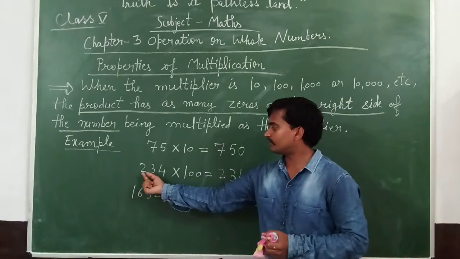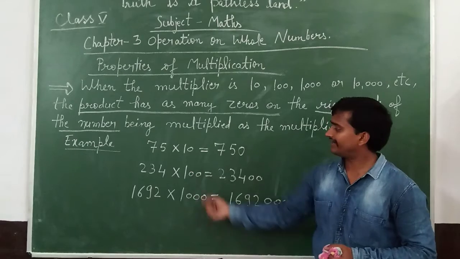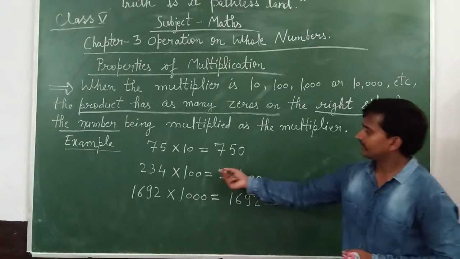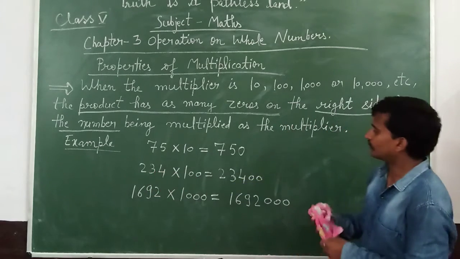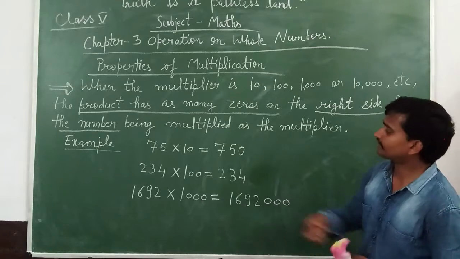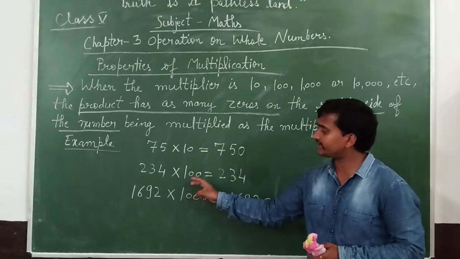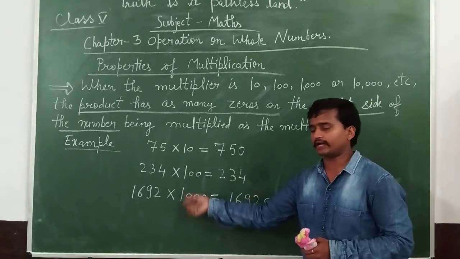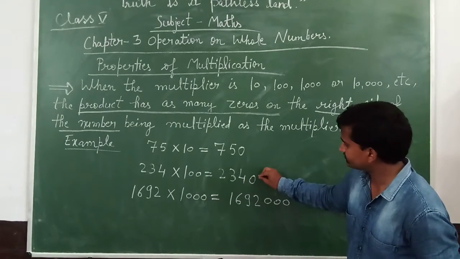Next one is 234 multiplied by 100. Here the multiplier is 100 and it has 2 zeros. First of all, write down the number 234 and after that on the right side of this put the zeros, as many zeros in the product on the right side as in the multiplier. So the multiplier has 2 zeros, put here 2 zeros.